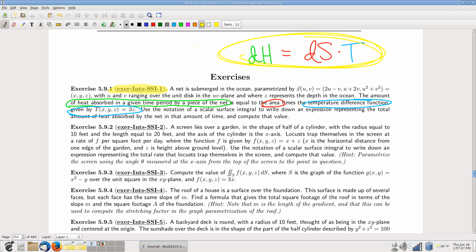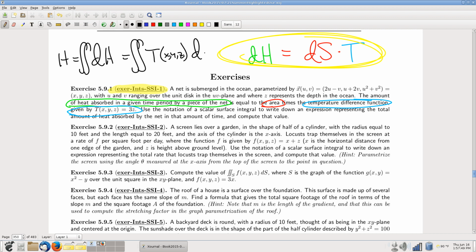Now we've been asked to compute the grand total amount of heat, and the argument I would make is this. I'll do this in black. For the total amount of heat, I'm just going to add up these little pieces of heat over the entire surface. So that means I'm going to be adding up T of x, y, z times dS, because, as previously argued, that is that. Is that good?